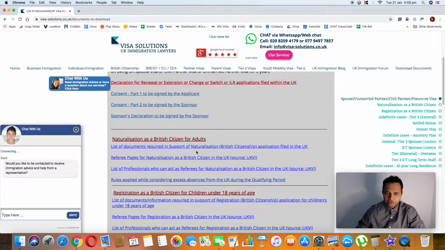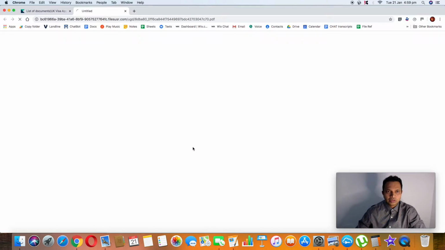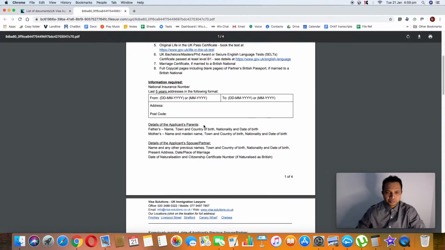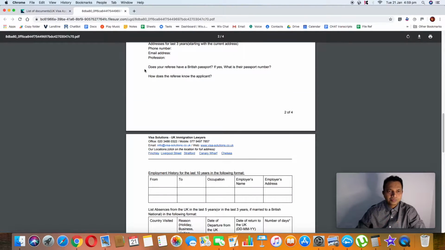It's a list of documents. So this is how the list will look. You can download it and work with the list. I'll go through all the points on this list.